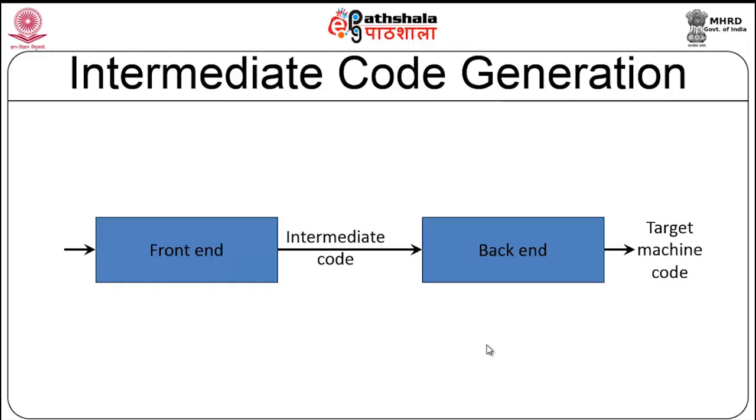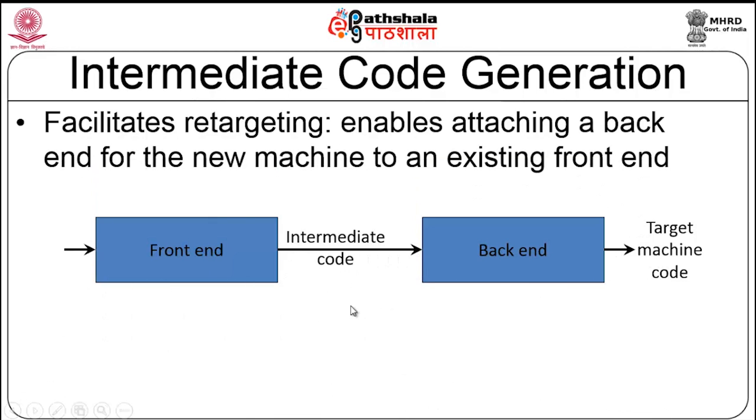Now with that in mind, we will move on to the next phase of the compiler, which is nothing but intermediate code generation. The intermediate code generation gets input from the front end, it is going to stay right here, and that is given to the back end to generate the target machine code ultimately. So the front end is connected with the back end using the intermediate code only. Now, why does it facilitate retargeting?